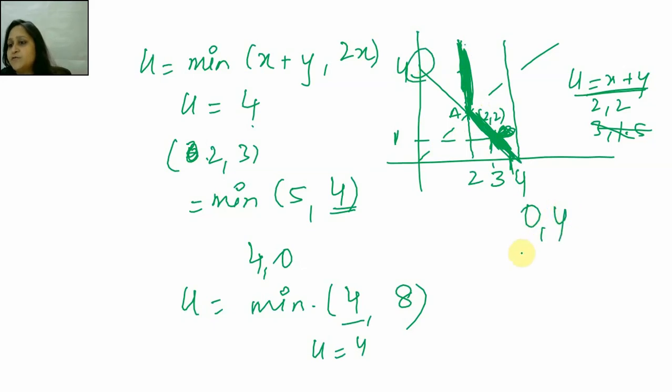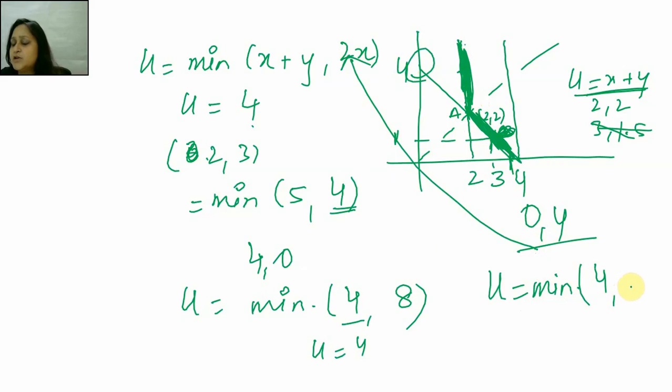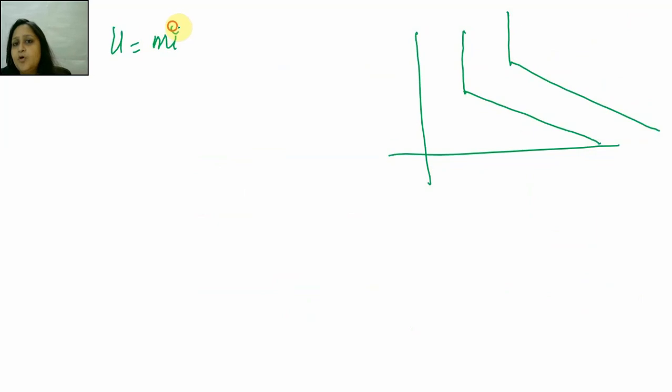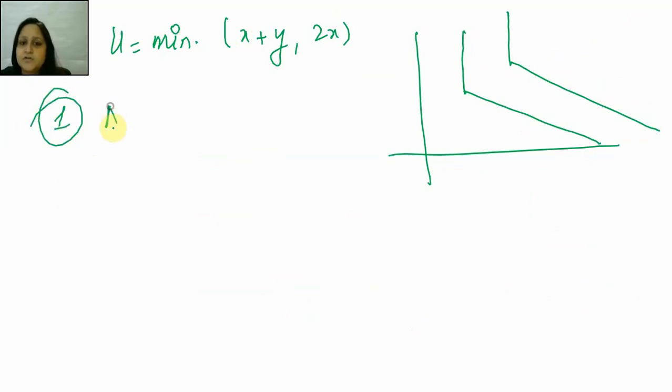ये वाला मेरा पॉइंट है 0,4। जब मैं इस पॉइंट को इसमें डालती हूँ फंक्शन में, तो मेरे पास क्या आता है? u is equal to minimum of 0 plus 4 is 4, comma, sorry, 2 into 0, which is 0, so minimum is 0, which means this point cannot lie on my IC, which means that now I am clear कि मेरा IC का shape is this and this, this and this, and so on and so forth. So u is equal to minimum of x plus y comma 2x.